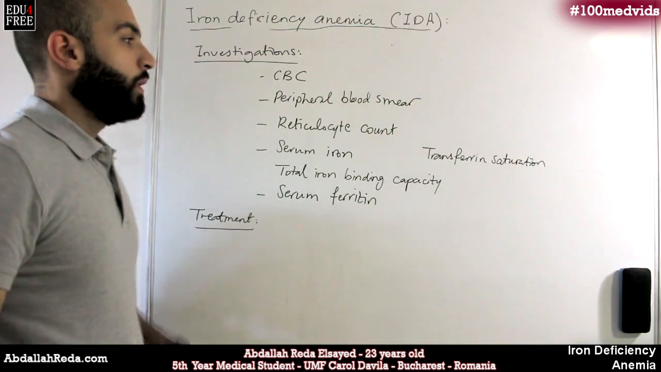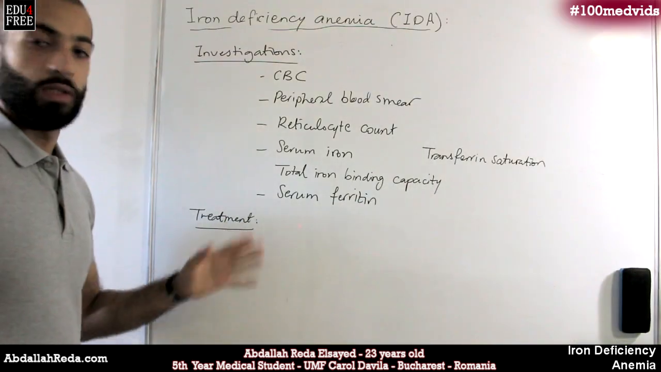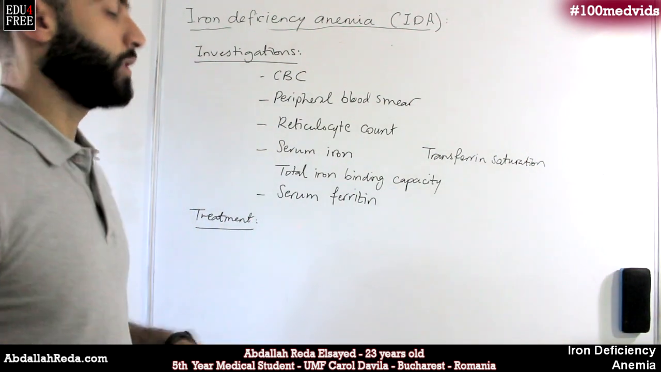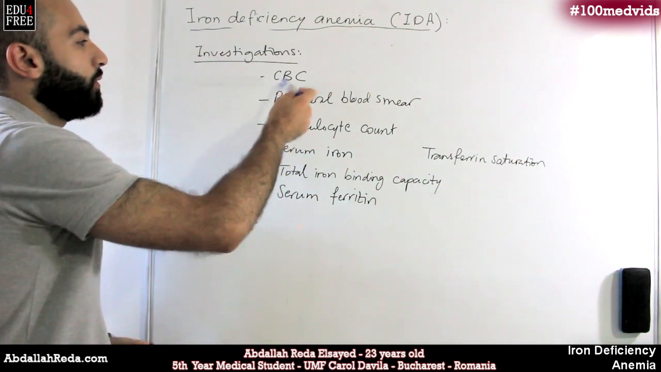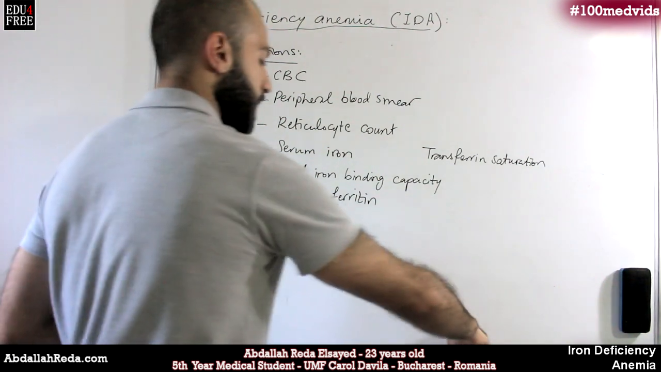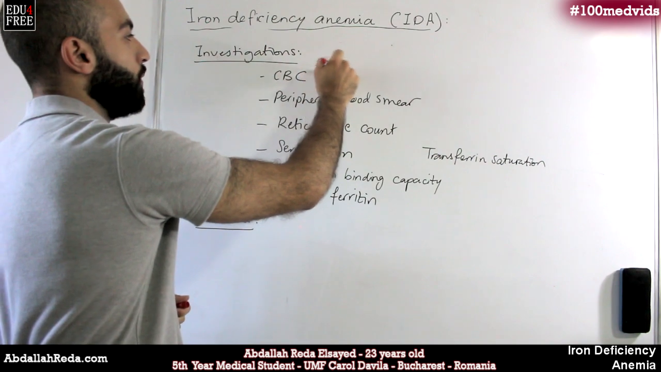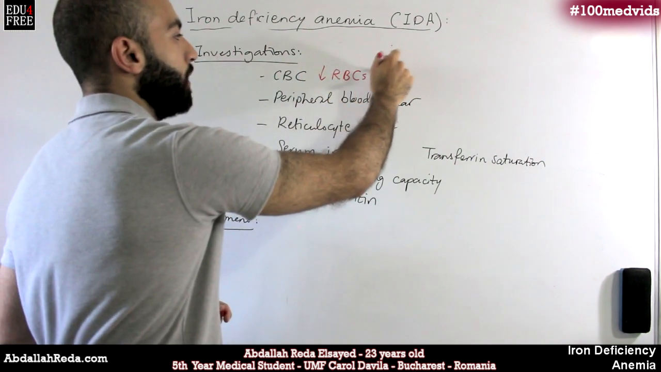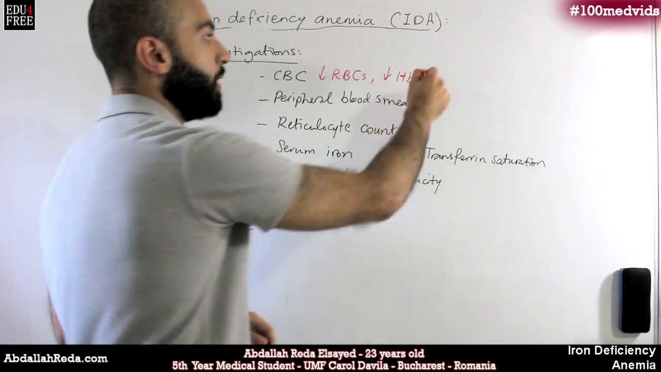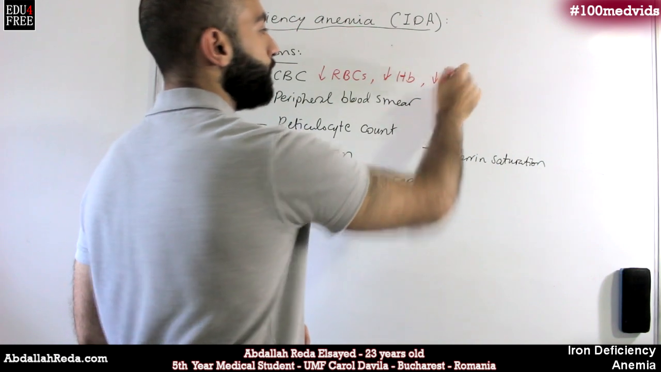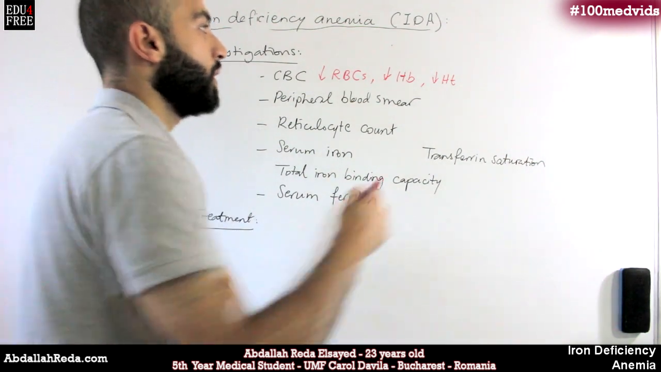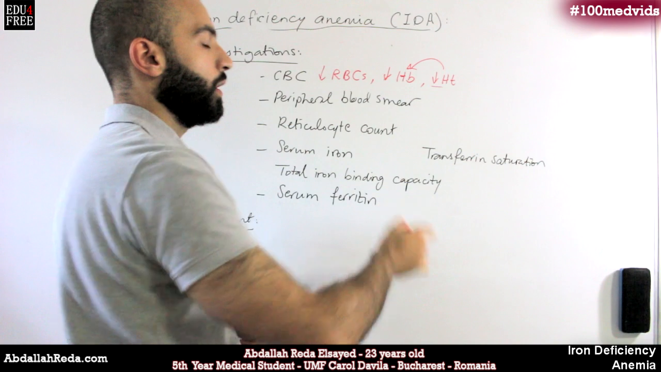Now let's talk a bit about the investigations that we are supposed to do in order to confirm the diagnosis of iron deficiency anemia. So, first of all, we have a complete blood count. The complete blood count will show us that we have a low number of red blood cells, that we have low hemoglobin values, so lower than the values that we just mentioned before. We have low hematocrit, which is the volume of the red blood cells compared to the whole blood volume. So we have a low hematocrit due to the low hemoglobin.